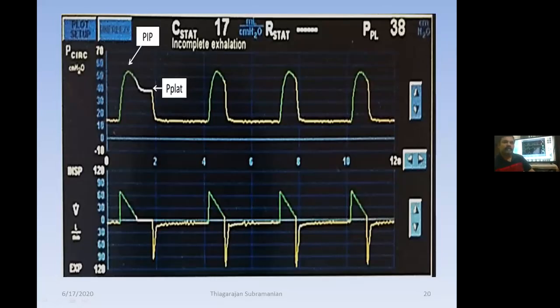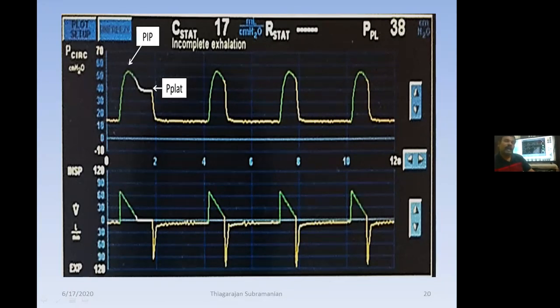Another thing when you talk about air trapping: here you can see the peak inspiratory pressure and the peak plateau pressure. So what happens when you determine this specific part of the patient's response, whether it is a high resistance problem or a compliance problem? That can assist the differential diagnosis of the respiratory failure. So that is one point to remember.